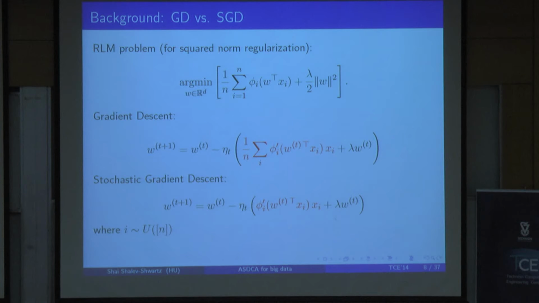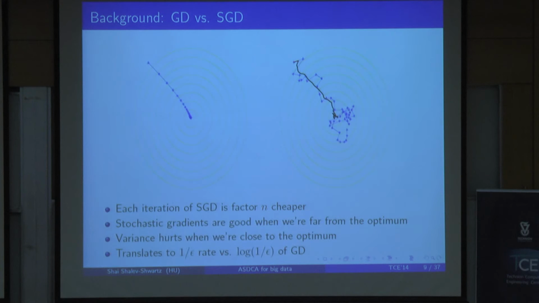Stochastic gradient descent makes the observation that instead of taking the exact gradient of the loss part, we can take an unbiased estimate of this part. By taking a single i uniformly at random and taking the gradient just of the function phi_i, we obtain a vector which is an unbiased estimate of the original gradient. And then we just make a step along this direction.